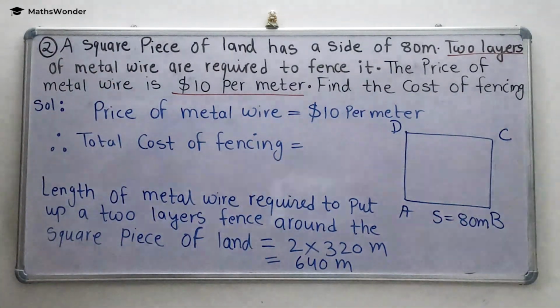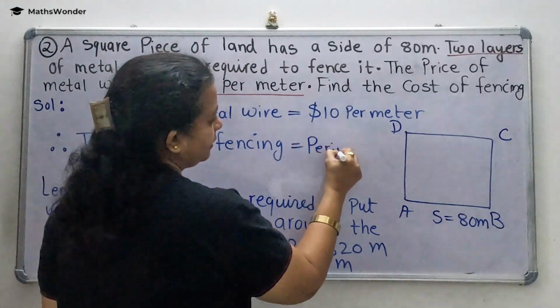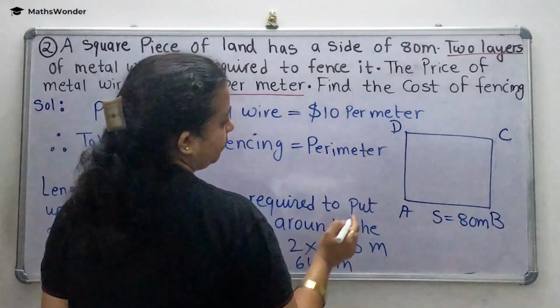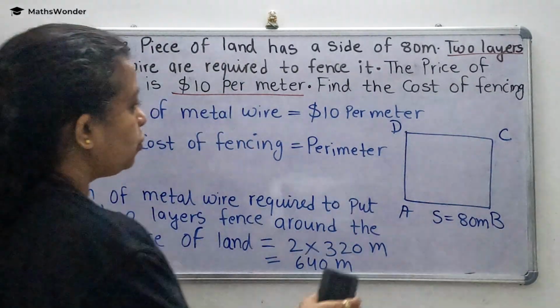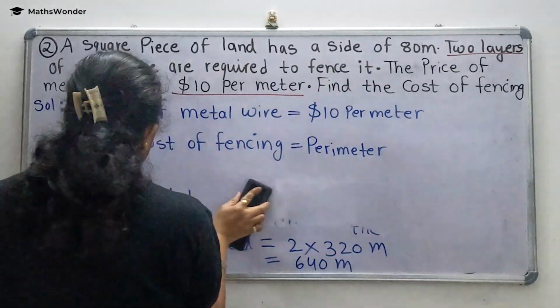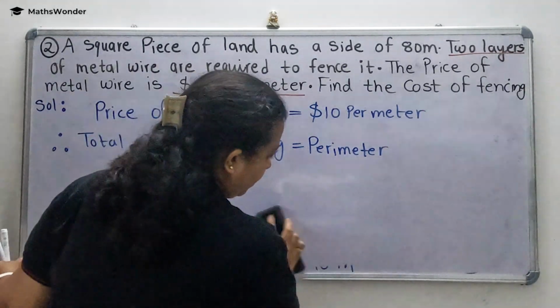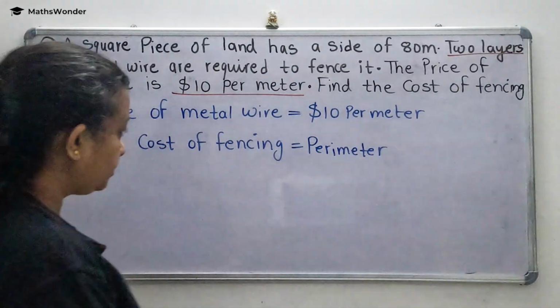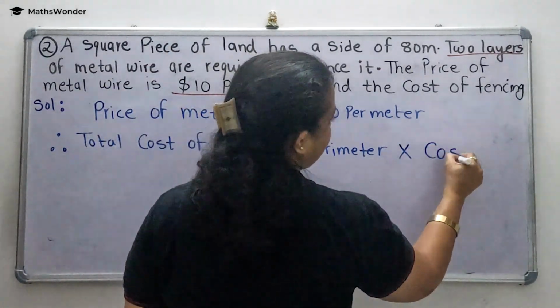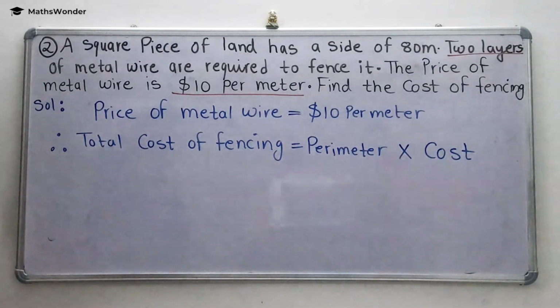Total cost of fencing is perimeter multiplied by cost. Okay, so perimeter multiplied by cost. So the cost is 10. In this question the cost is 10. If in some other question it may be a different number, then you will use that different number. So perimeter times cost. Always remember the formula. Whenever you have to find the costing of anything, you will multiply the perimeter with the cost.